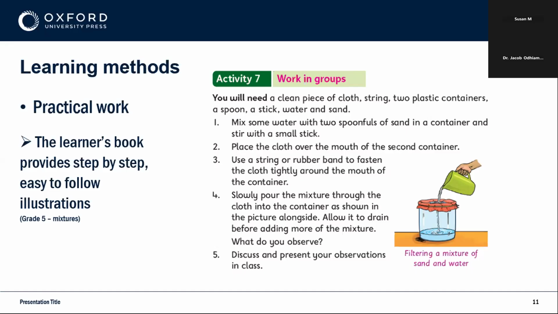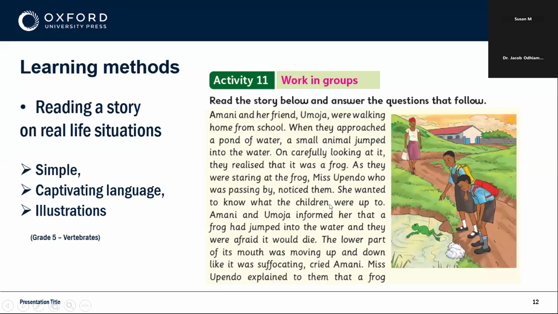For example, here we have an activity picked from grade 5 on the learning of mixtures. And you can see there a step-by-step guidance on how to carry out the practical work, and also an illustration on how to carry out the practical work. In this case, it is filtering a mixture of sand and water. Children learn very well by pictures. That is why our books accompany the steps by some very good illustration.